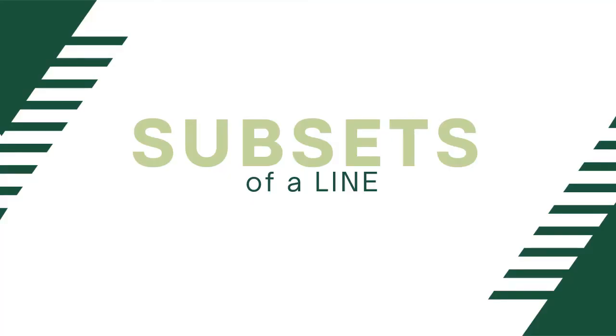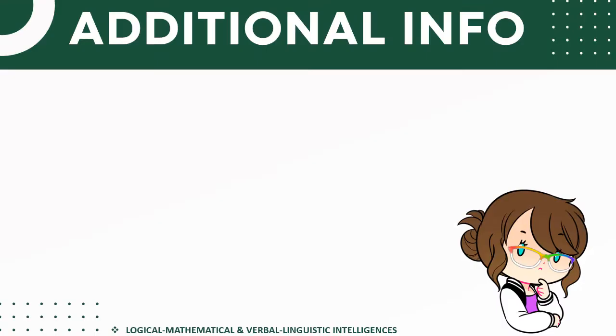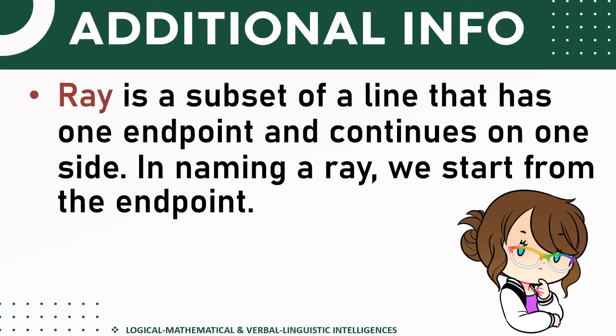Now let's proceed to subsets of a line. A ray is a subset of a line that has one endpoint and continues on one side. In naming a ray, we start from the endpoint. For example, we have this given ray. According to the definition, we have one endpoint and it continues to one side. As you can see in the given example, it continues to the right side. Take note, in naming a ray, we always start with the endpoint.